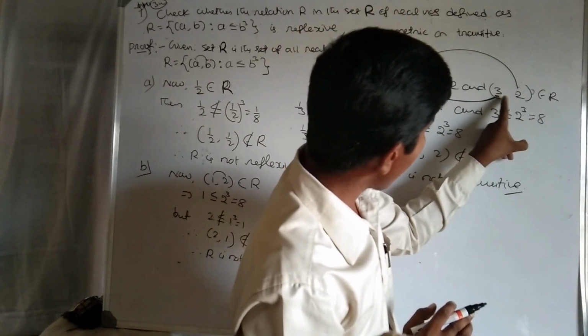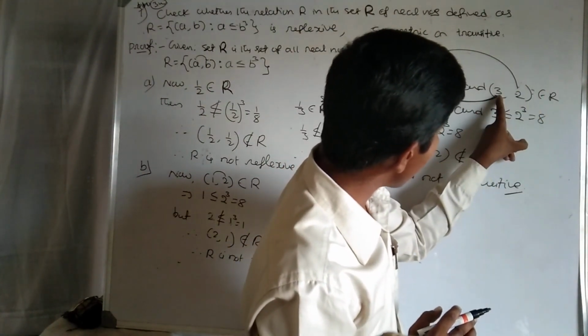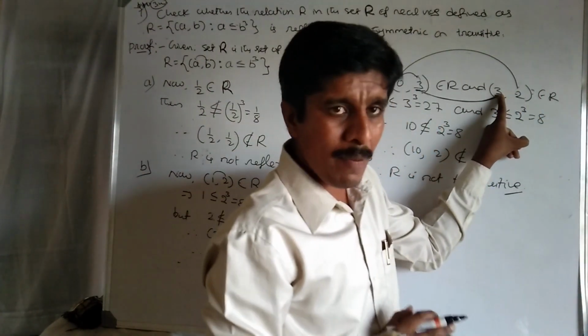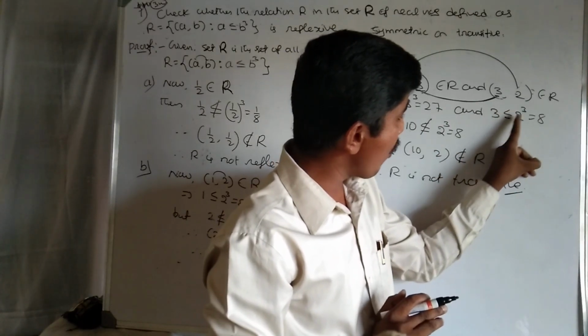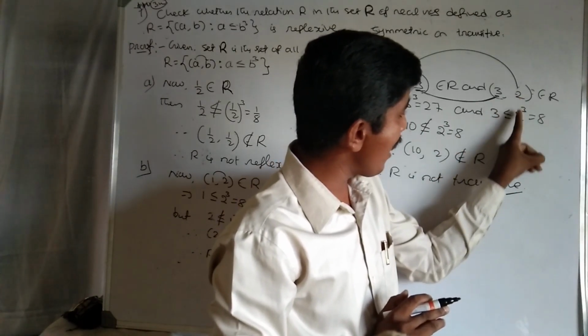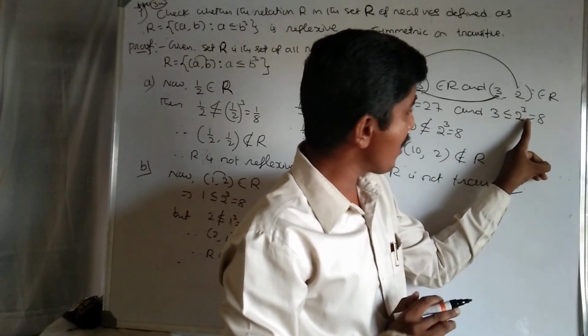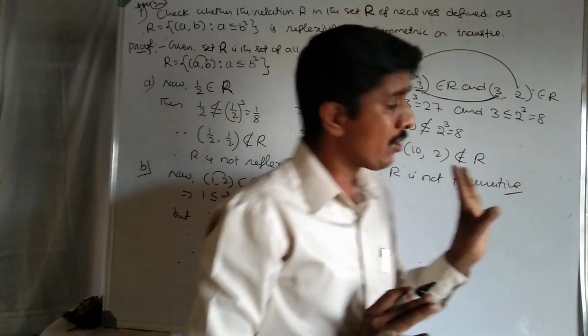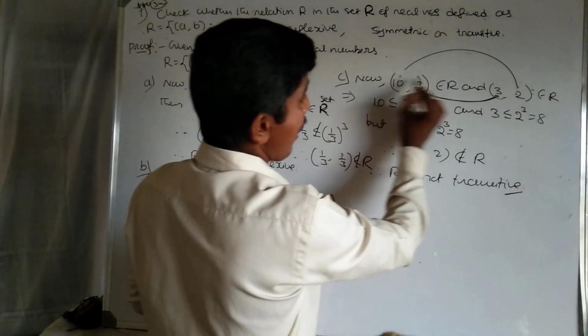And (3, 2) belongs to the relation. Write the relation between 3 and 2. Here the first element 3 is less than or equal to the cube of the second element 2. 2 cubed is 8. 3 is less than 8. True. Then what is the relation between 10 and 2?